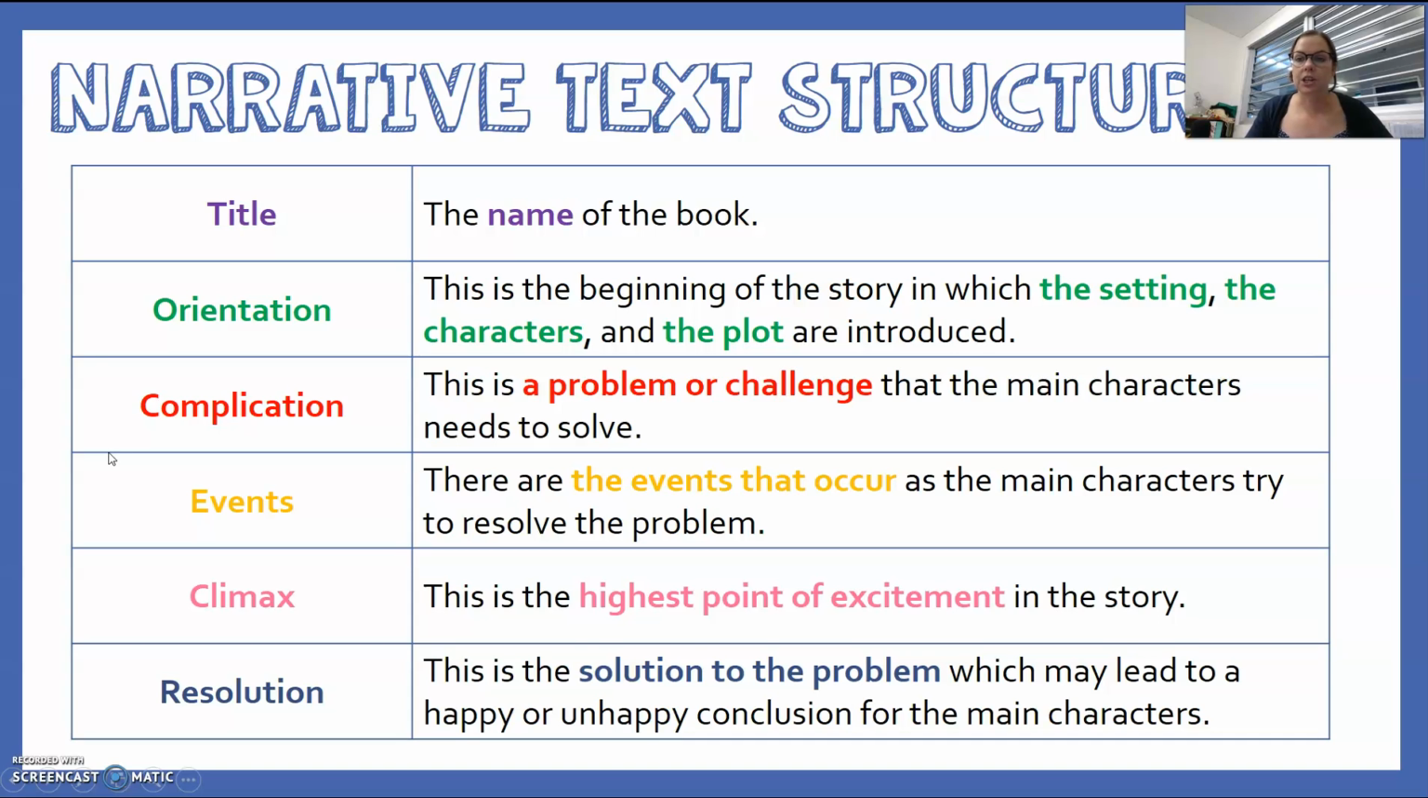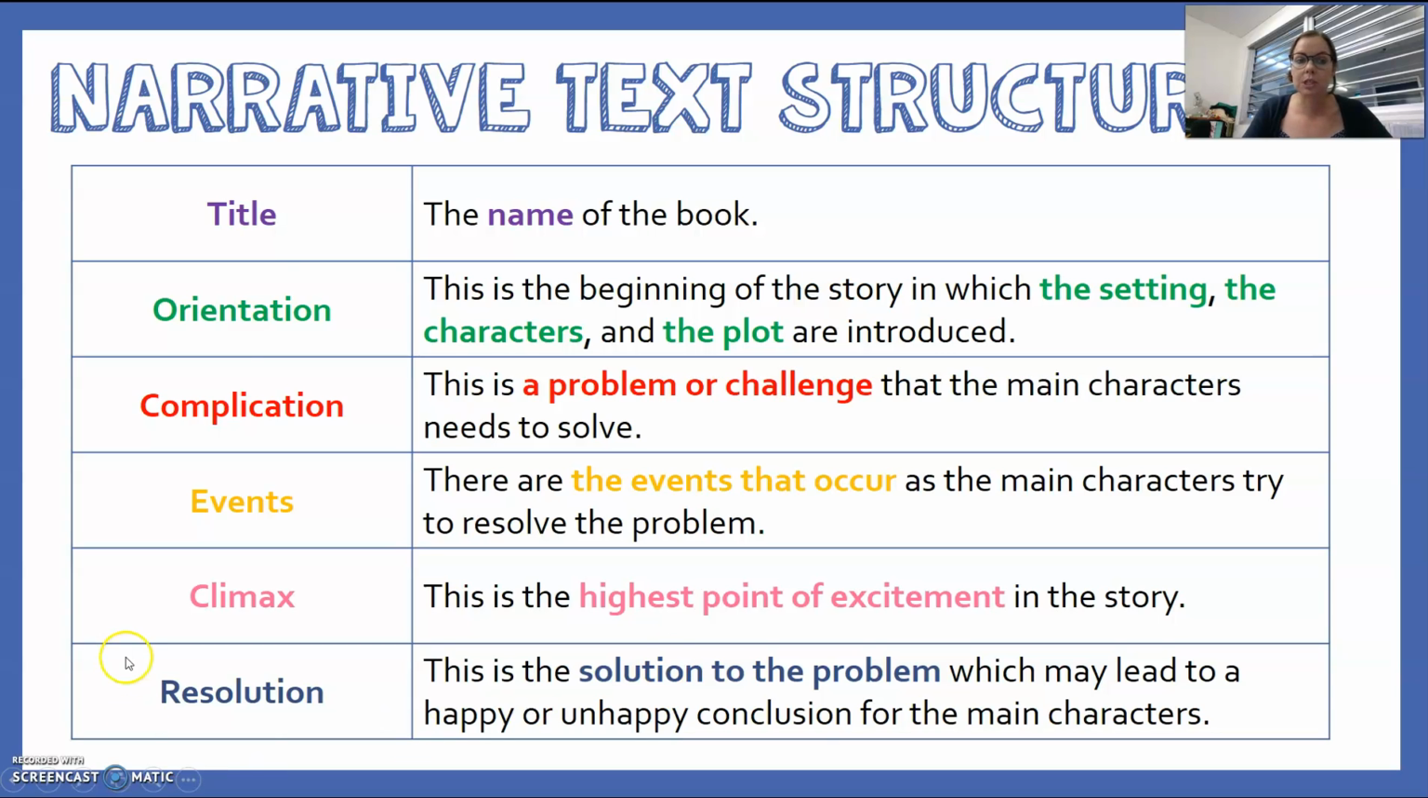So the narrative text structure, this is not new knowledge for you, so just a reminder that it's a 6-point structure. We start with a title, an orientation, which sets up the setting, the characters, and the plot. A complication, which is a problem or a challenge that the main character needs to solve. We look at some events, so the events that occur as the main characters try to resolve the problem. Climax, which is the highest point of excitement, and the resolution, the solution to the problem, which may lead to a happy or an unhappy conclusion for the main character.